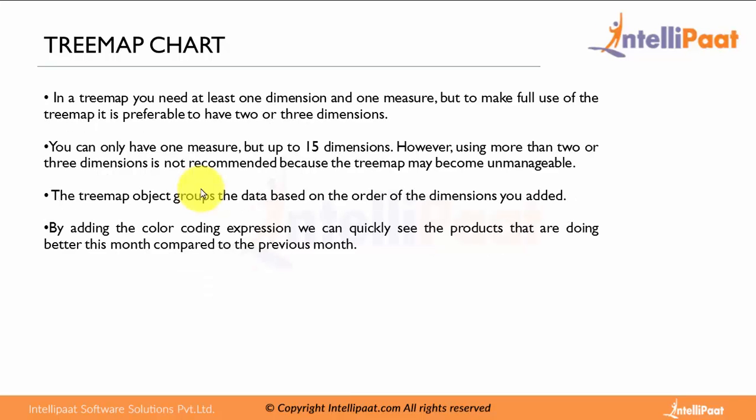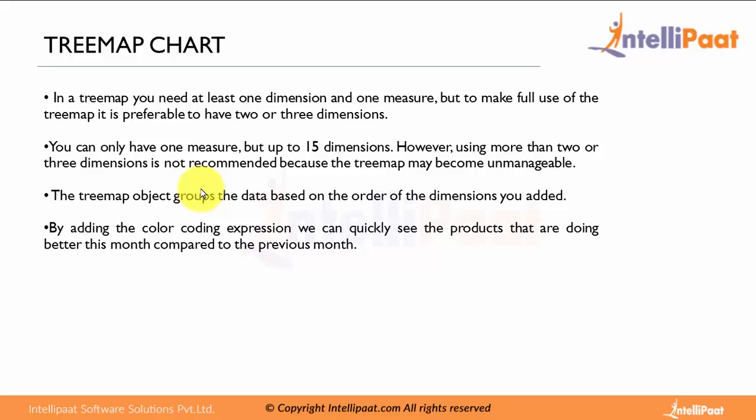In a tree map, you need at least one dimension and one measure. But to make full use of the tree map, it is preferable to have two or three dimensions. You can only have one measure, but up to 15 dimensions. However, using more than two or three dimensions is not recommended because the tree may become unmanageable.